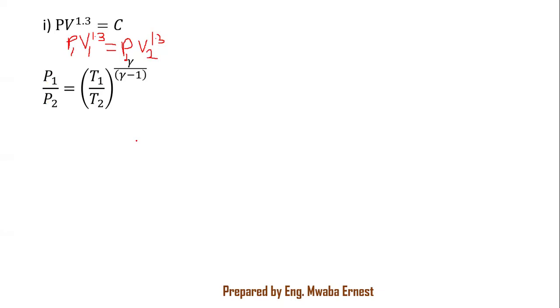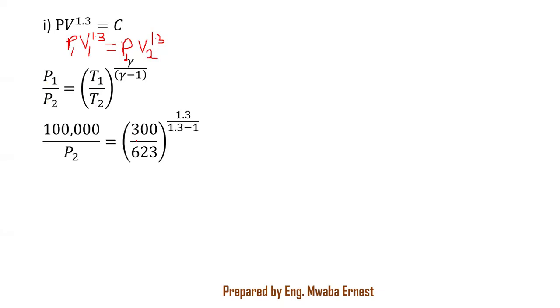So what do we want? We want pressure 2. So just do the substitution. Pressure 1 was given as 100,000. Pressure 2, we don't know. Temperature 1 is 300 Kelvin. Temperature 2 is 623, raised to the power of the adiabatic index, 1.3, divided by 1.3 minus 1.